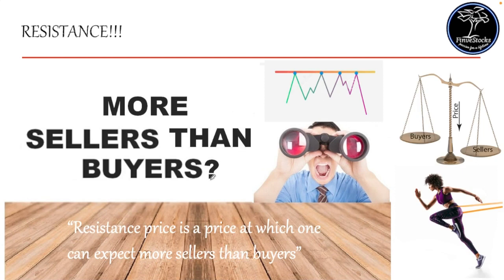Similarly, resistance zone is a zone where sellers are more than buyers. Resistance price is a price at which one can expect more sellers than buyers. If you take the example, consider a stock where the price is going up towards an uptrend and it forms a stickiness. From there it is reversing. Similarly, the same thing is repeating at a particular interval. Then we can call this a resistance zone. In resistance zone, sellers are more compared to buyers. That is the reason why the stock price is reversing.